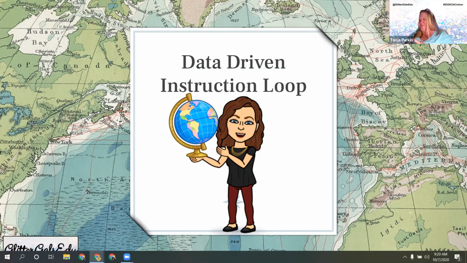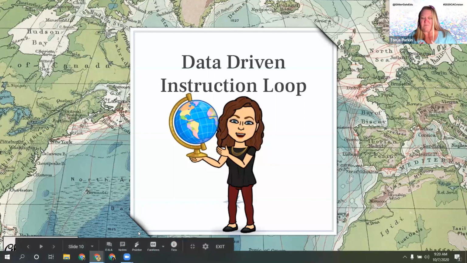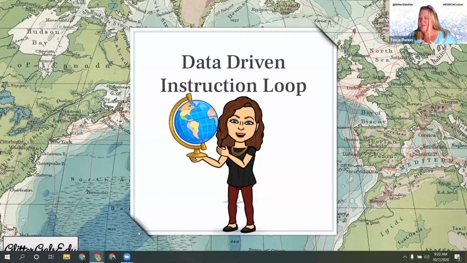So Cass is going to talk to us now about the data-driven instruction loop, to talk to you a little bit about how our district has implemented these IABs and how we're using them with some significant successes with kiddos and teachers. So take it away, Cass. Thank you.